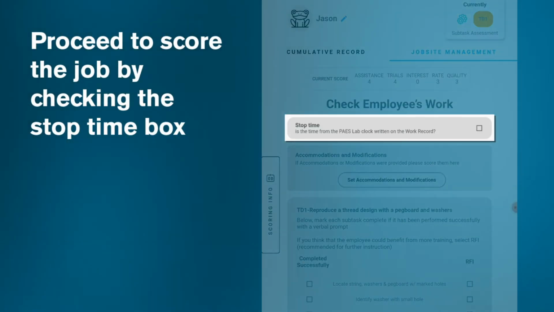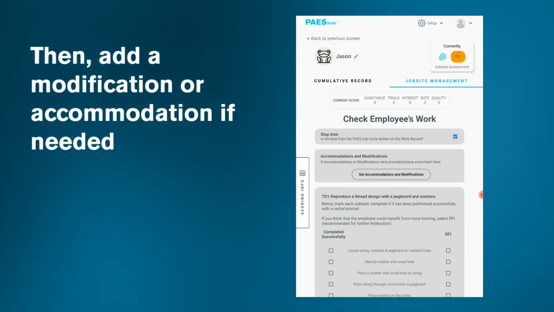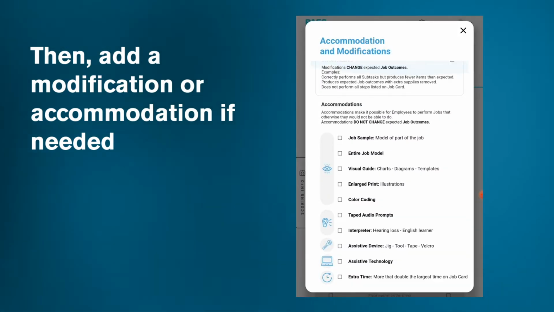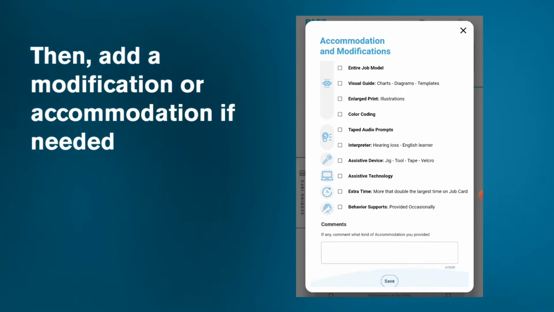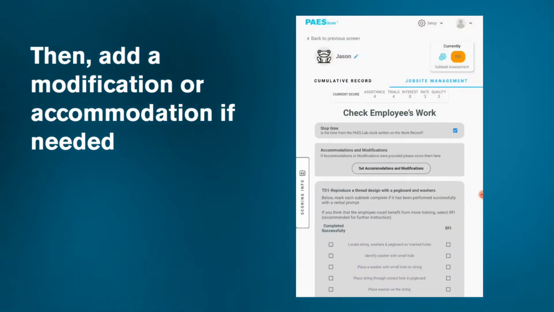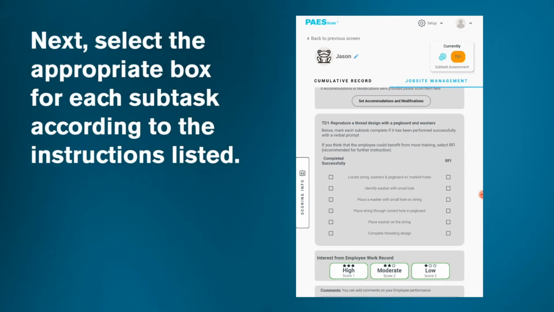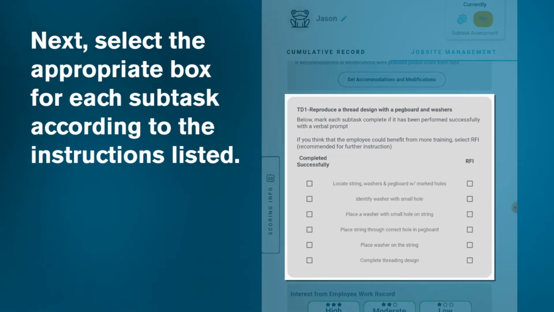Proceed to score the job by checking the Stop Time box. Then add a modification or accommodation if needed. Next, select the appropriate box for each subtask according to the instructions listed.